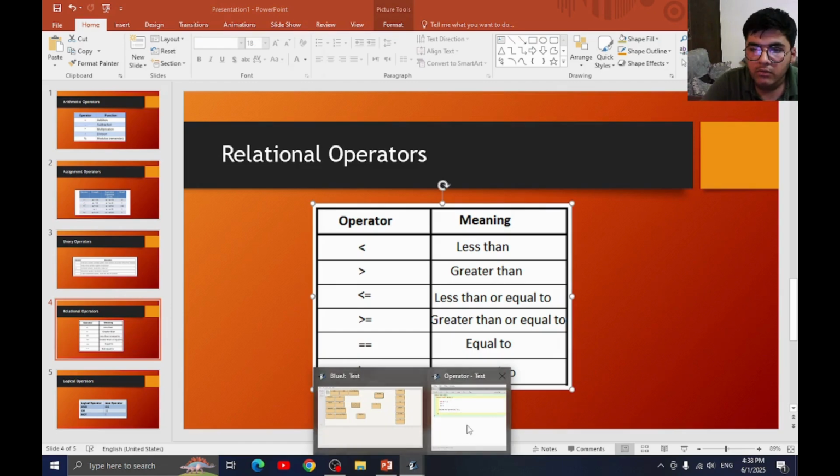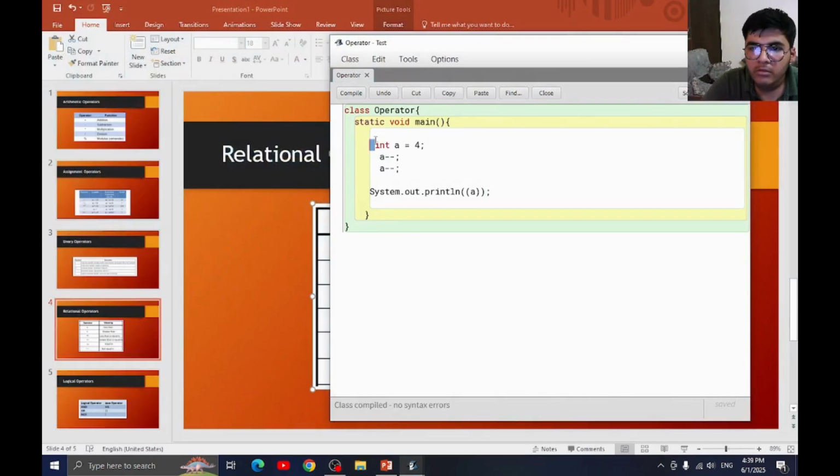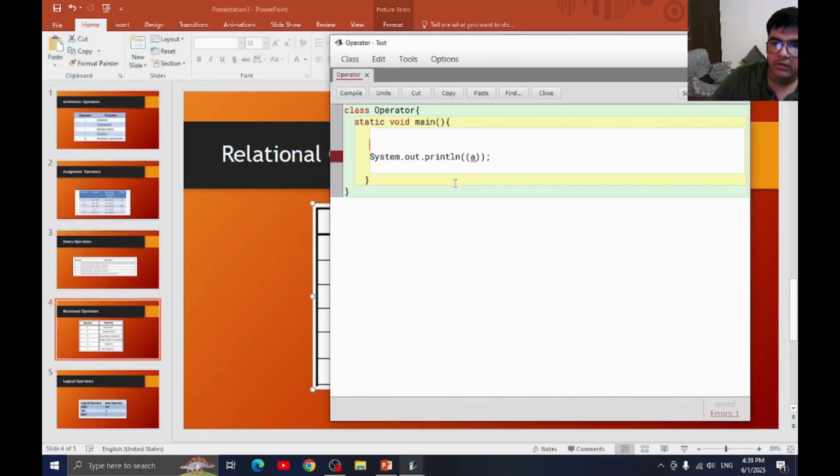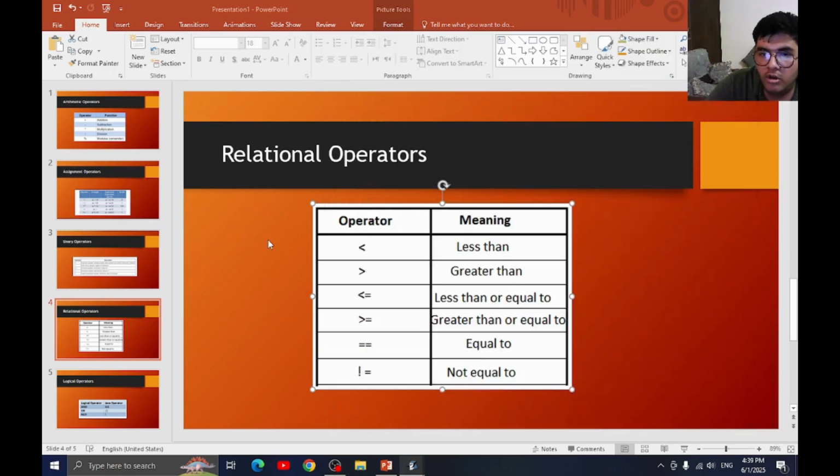Let's see. So you come here and removing all this and making a boolean statement, boolean a is equals to, parenthesis, and within this you write 4 equals to 4, and then you print it, and then you compile it. So you see what is happening. 4 is equals to 4. Here equals to 4 is not a typo, it is a relational operator.